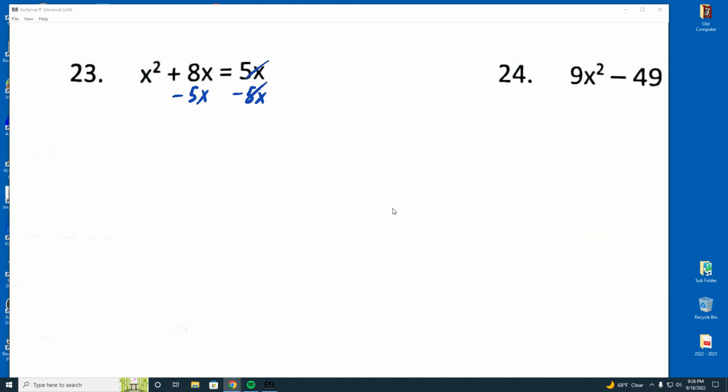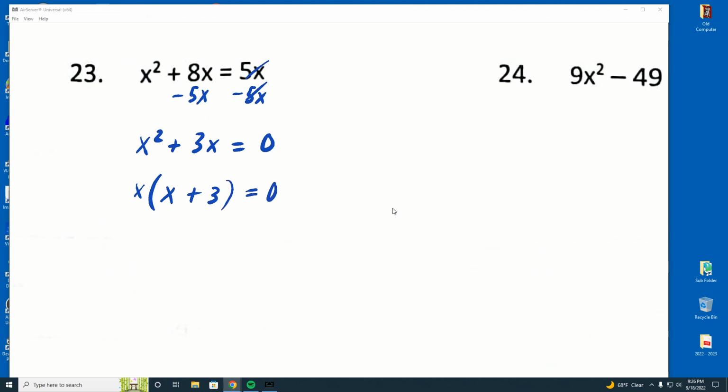These will cancel, so we'll be left with x squared plus 3x equals 0. If you look at this one, it's a binomial. And we should always ask ourselves first, does it have a greatest common factor? Here the answer is yes, it does. We can pull x out of both. If I pull x out of x squared, I'm left with x. And if I pull x out of 3x, I'm left with plus 3.